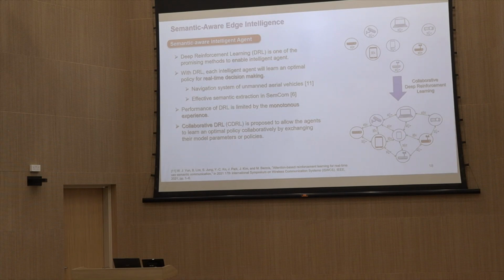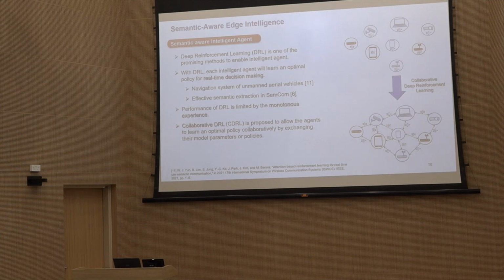However, the performance of deep reinforcement learning is still limited by the monotonous experience, where this issue can be solved through the use of multi-agent and collaborative deep reinforcement learning. This collaborative deep reinforcement learning allows agents to learn an optimal policy, for example, the semantic extraction collaboratively by exchanging their model parameter of policy across the cluster of intelligent agents.